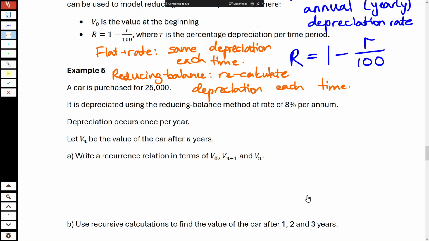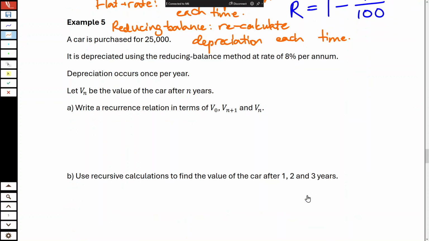So have a look at example 5 now. So what's happening here is I am buying a car for $25,000. I am depreciating it at a rate of 8% per year. Remember, annum means year. The third sentence is just to make it absolutely clear, once per year.